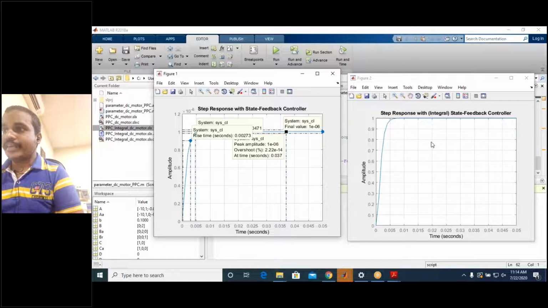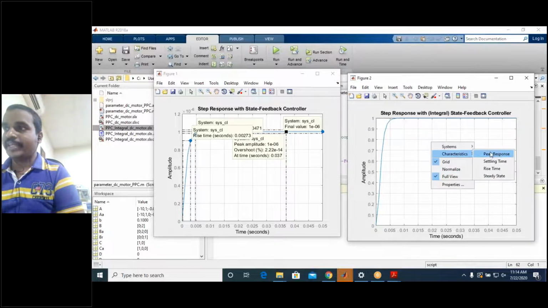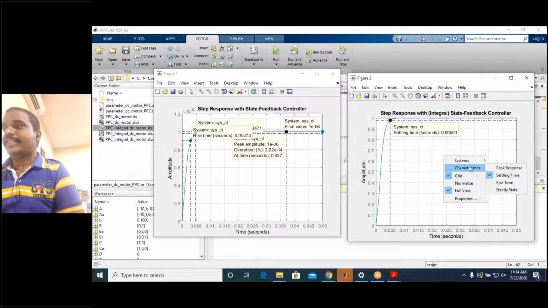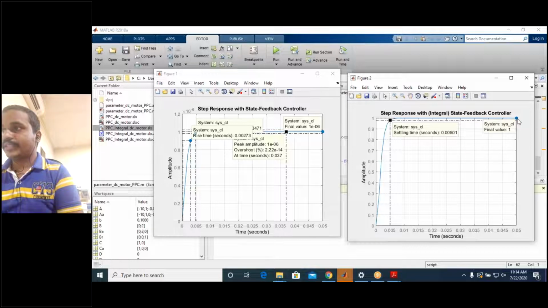And similarly, this is for integral. So automatically the two plots will be there. Integral, I will show you the settling time. It's pretty much fine, 0.005. And the important thing here is you can see the steady state error final value is 1. This is the way to do this one.